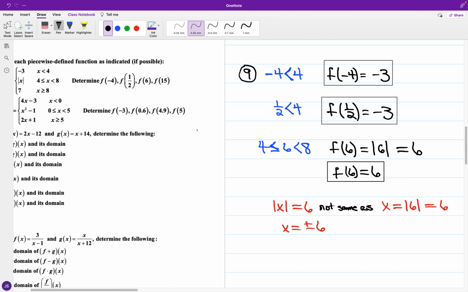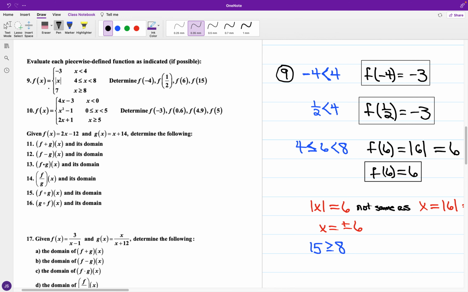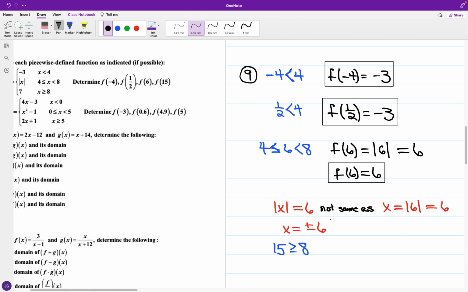All right. Now, in the case of what we have for f of 15, for the input value of 15, it's not less than 4, it's not between 4 and 8, but it is a value that is greater than 8, so we're going to have that 15 is greater than or equal to 8. And so for any input that is 8 or higher, you're going to have just that y is equal to 7. So you're going to have f of 15 is equal to 7.